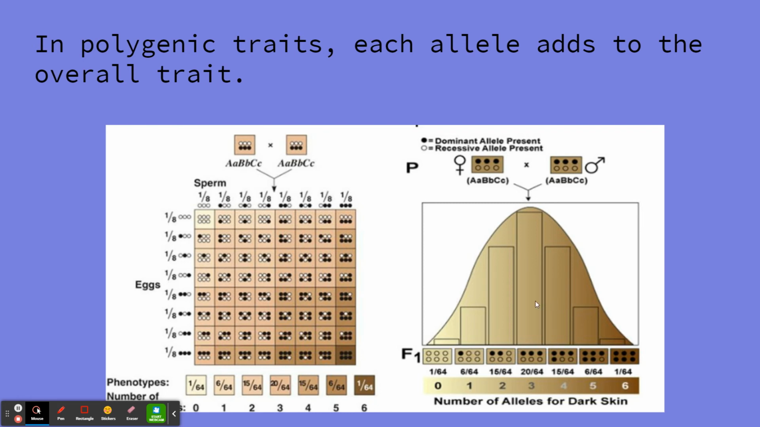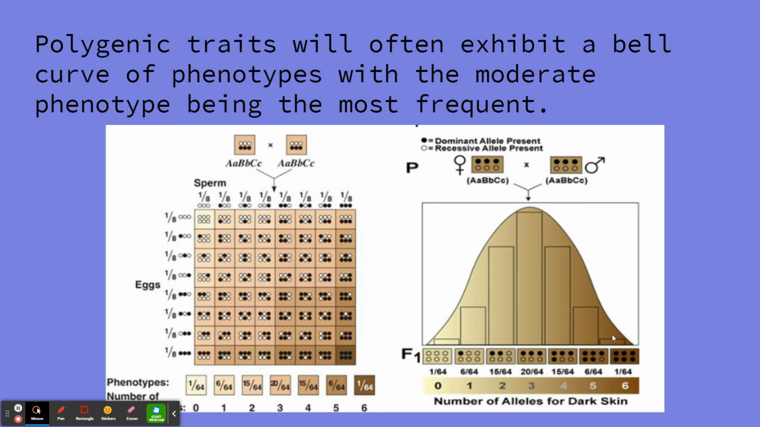Most people are going to fall somewhere in between, and then there are going to be some outliers, fewer on either end. So this is a bell curve. Polygenic traits always present with this large variety of different phenotypes, of different outcomes.